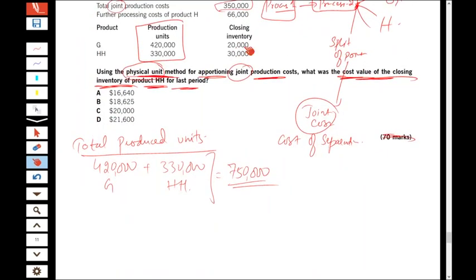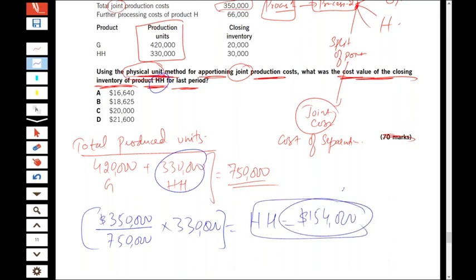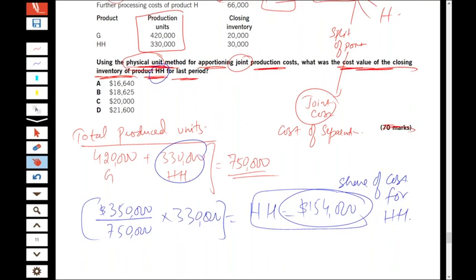750,000, okay. And the joint cost is 350,000. We have been asked for product HH. So 350,000 divided by 750,000 units multiplied by, for HH, it's 330,000. So product HH will have a share that is 154,000. 154,000 is the share of cost for HH.